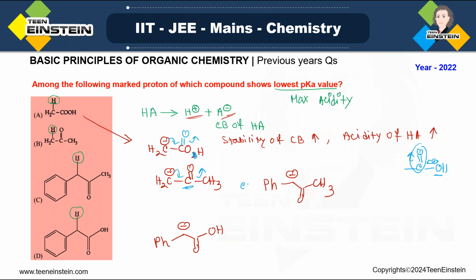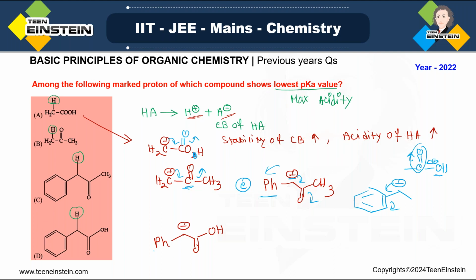What about the option C molecule? Option C molecule, here this negative charge on the COCH3 side, there is some resonance possible. But remember, we also have a Ph ring. So on the left hand side also, there is some resonance possible with the benzene ring's double bond. So on both sides we are getting some stability.